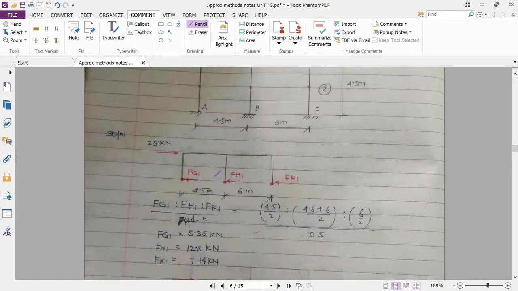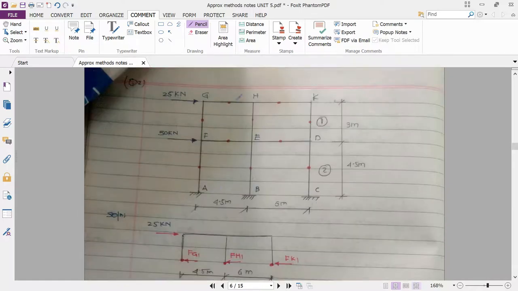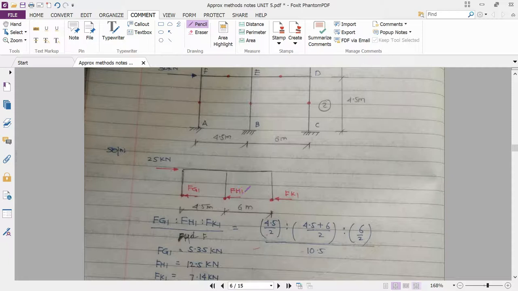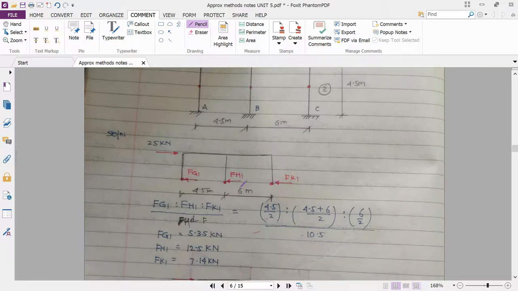This is a point of contraflexure. Now as the name suggests, this is G, H, K, whatever name you have, you can write it. Fg1, FgH1, Fgk1. These are the horizontal forces or shear forces that can be developed in your column after the calculation.